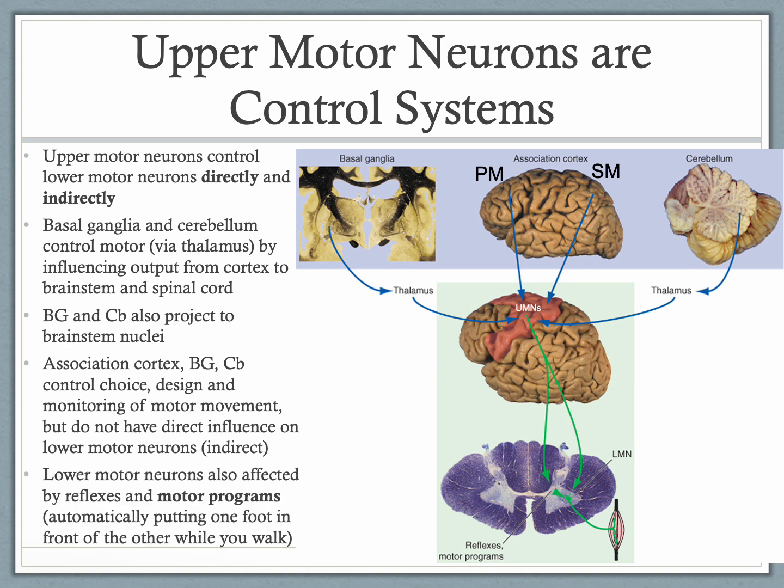So lower motor neurons are also affected by reflexes and motor programs. These are what automatically put one foot in front of the other when you walk. So motor programs are sort of like reflexive walking.